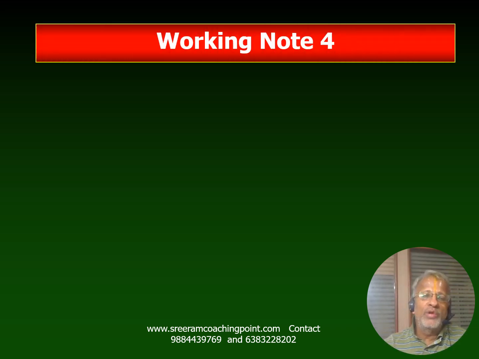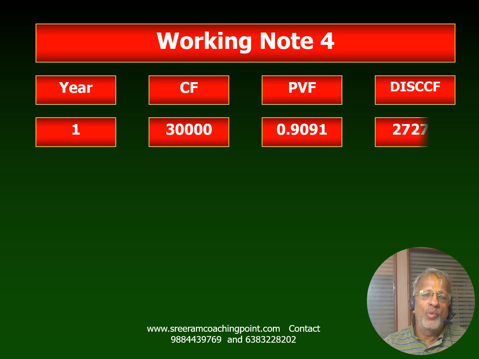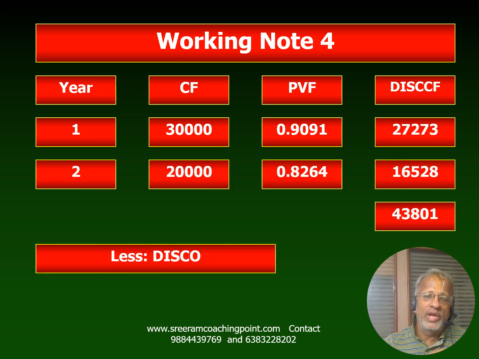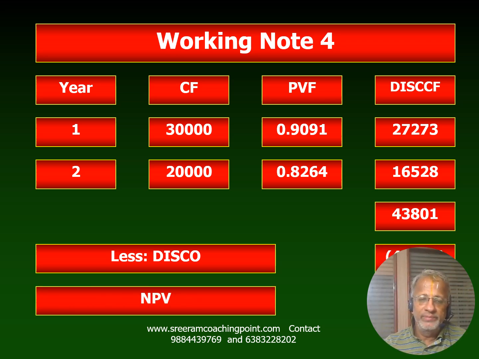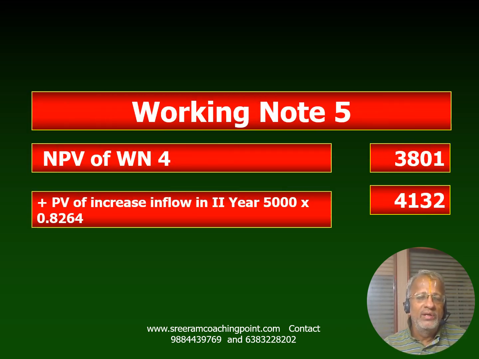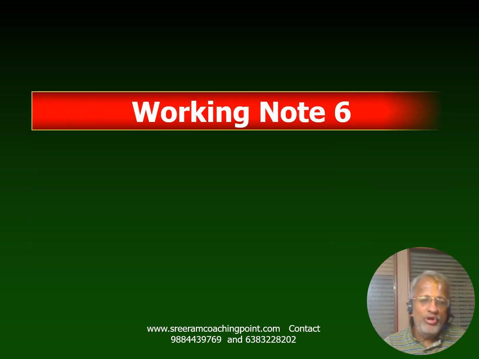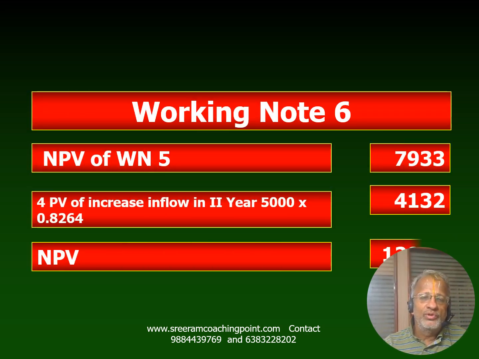And working note number 4, here it is to be done both for year number 1 and year number 2, like how we have done for working note number 1, combination 1. Here it is going to be 3801 as positive NPV. And working notes number 5 and 6 would be very easy to operate. We will find only the incremental cash flow in year number 2, that being 5000. This is going to add to your net present value. Working note number 6 on the same lines is going to bring about the best net present value.